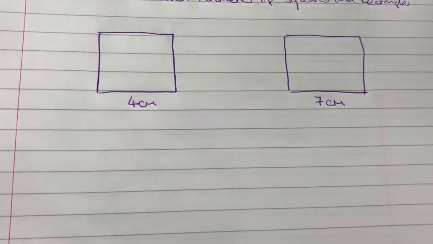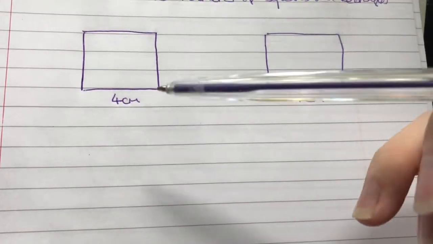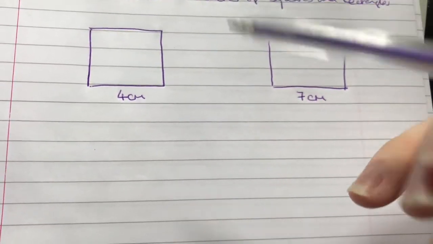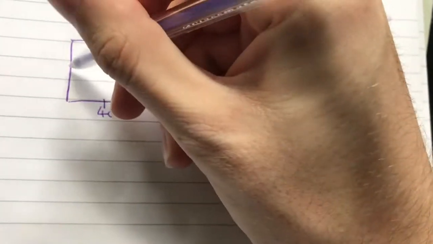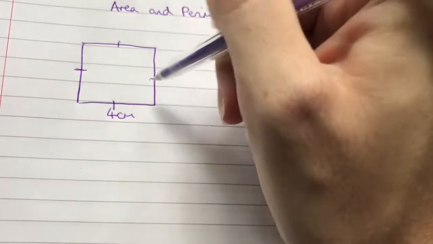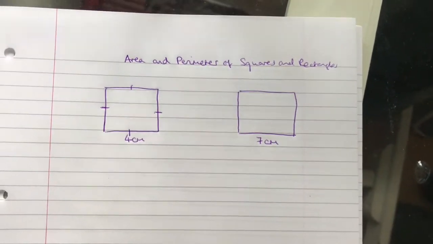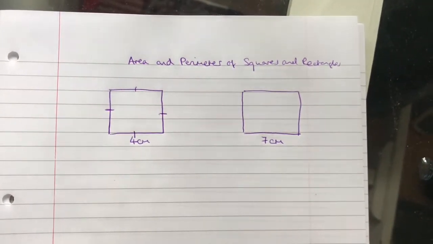Well, with a square, all the sides are the same, which is sometimes drawn like this. We put lines there to show that all the sides are the same. So can we use that logic to help us find the area and perimeter of this?